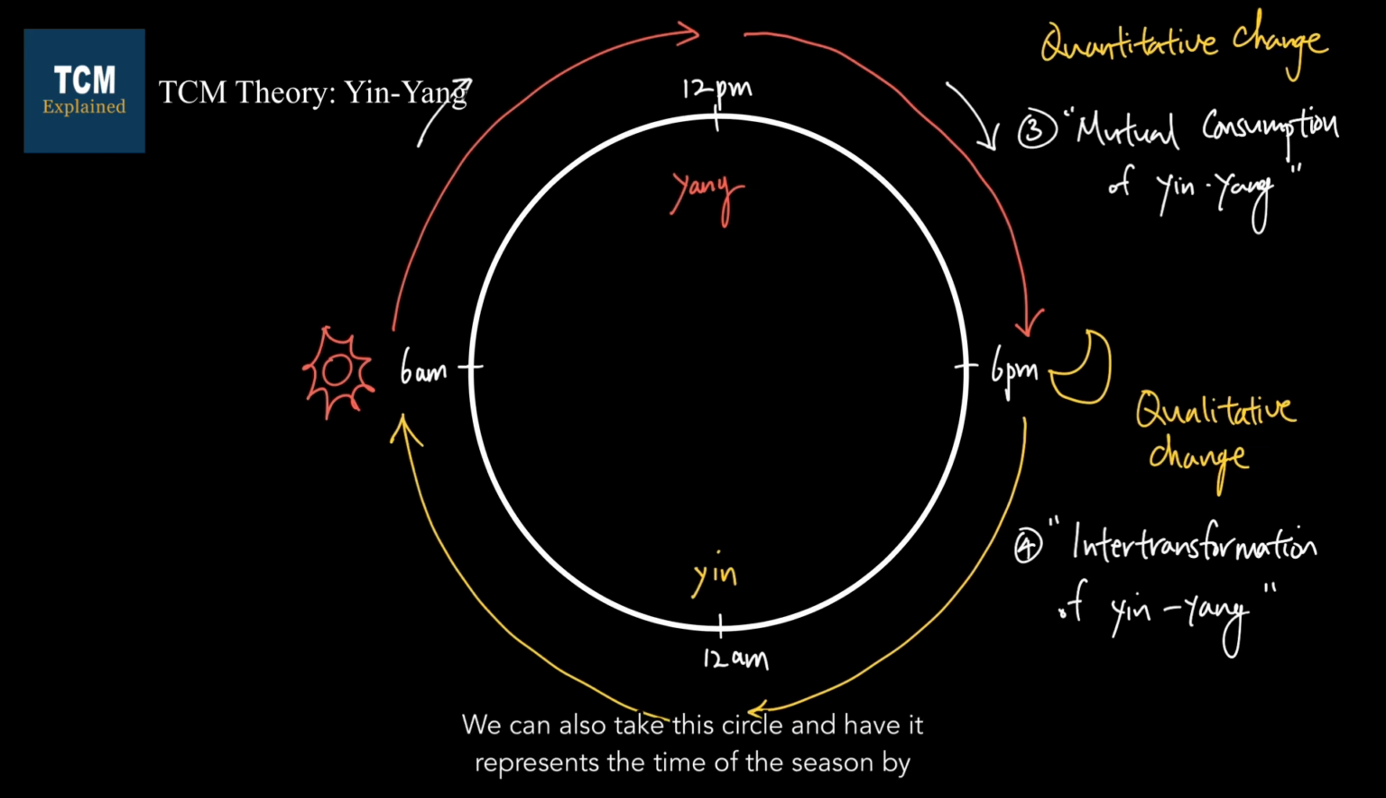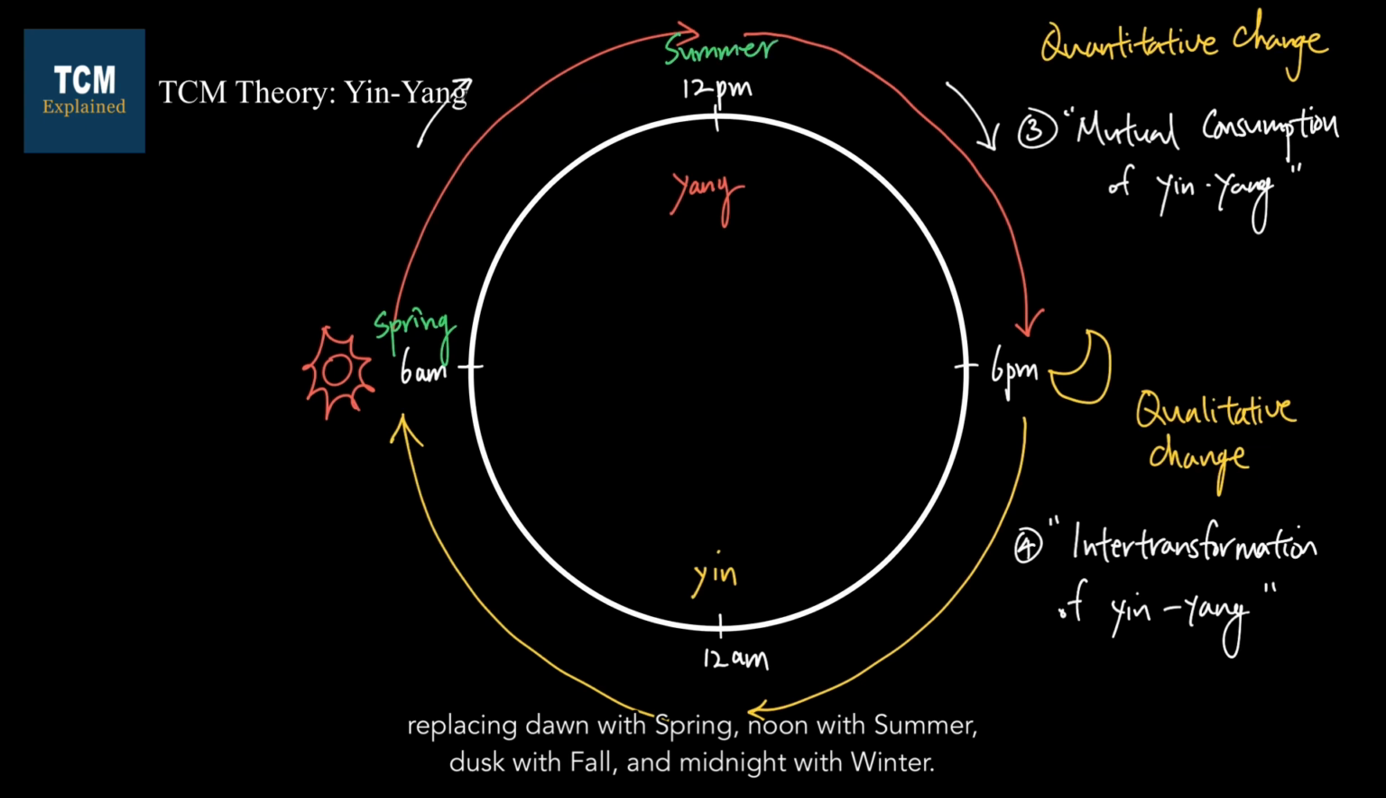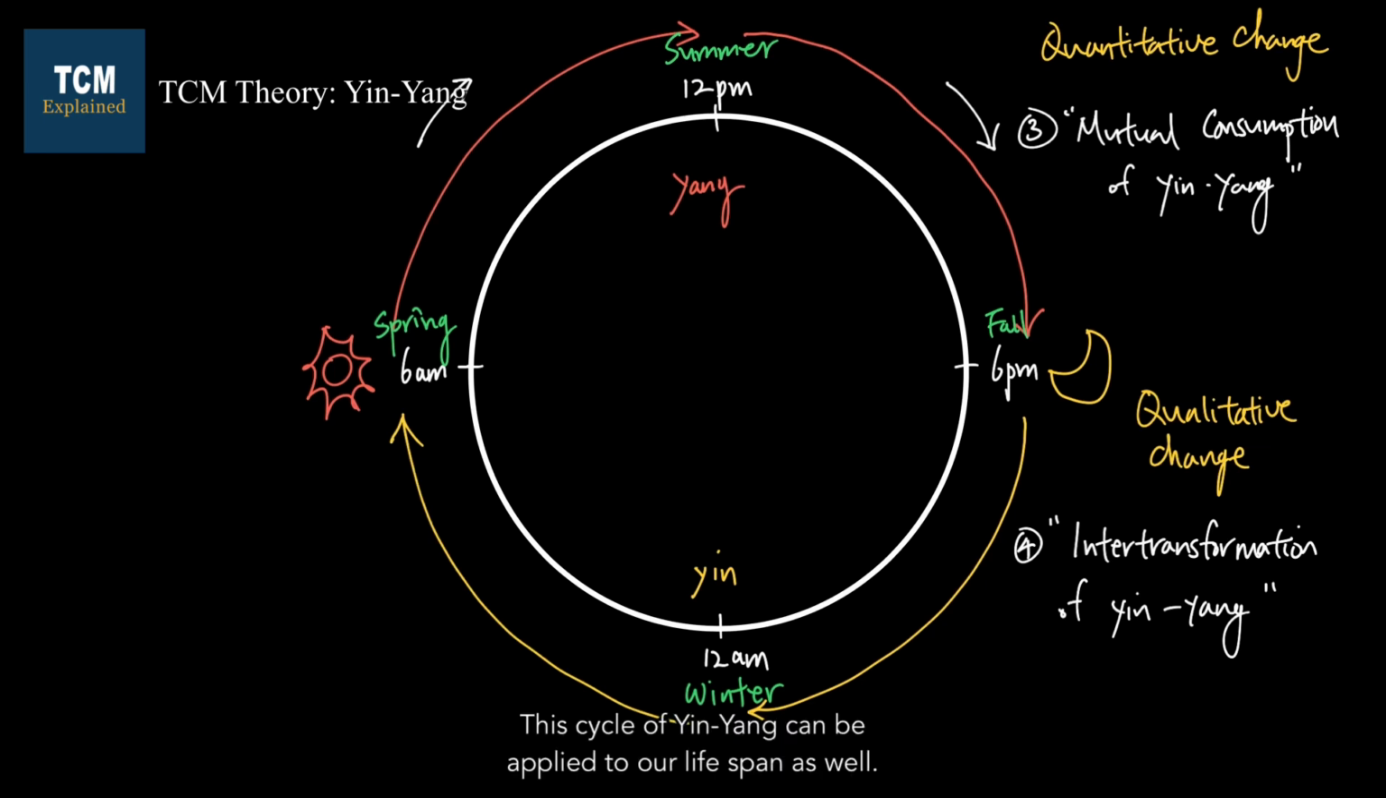We can also take this circle and have it represent the time of the season by replacing dawn with spring, noon with summer, dusk with fall, and midnight with winter. This cycle of yin-yang can be applied to our lifespan as well.